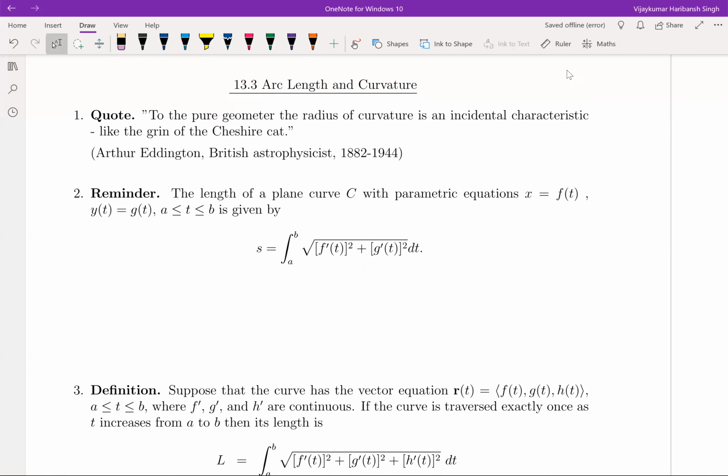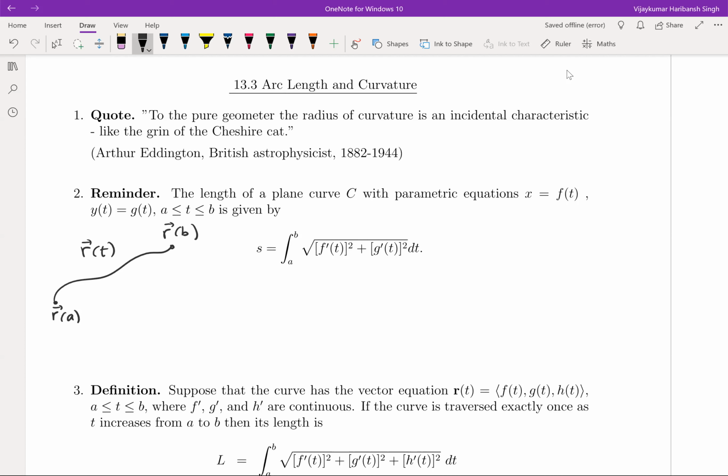So suppose you're given a curve r of t. So this curve is given by r of t. And suppose this point is r of a. These are the position vectors. So r of t is the position vector of these points on the curve. And this is r of t. And you want to find out what is the length of this curve.